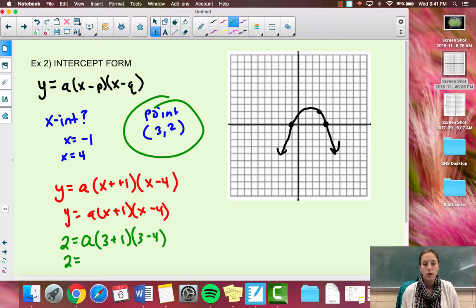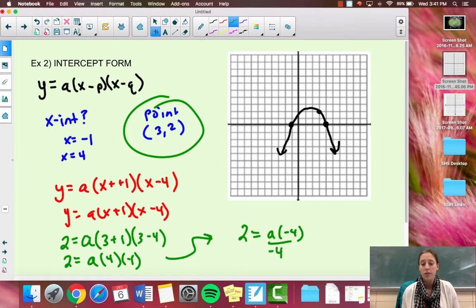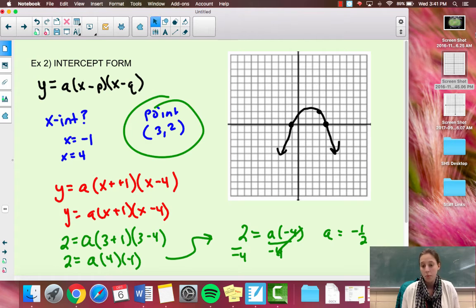And now I just simplify. So I get 2 equals a times 4, and 3 minus 4 is negative 1. So we get 2 equals a times negative 4. I just multiply these together, and then of course I can divide both sides by negative 4, and here I get that a is equal to negative 1/2.